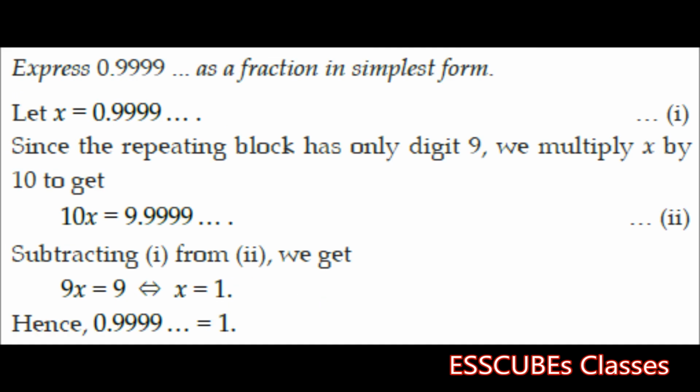Well, if I'm asked to express 0.9999 dot dot dot as a fraction, then x is nothing but 0.99. Since 9 is getting repeated, what I'll be doing? I'll be multiplying this by 10, like the previous question that we had done. And what I'm getting after subtraction? We are getting 9x is equal to 9. So x is nothing but 1. So 0.9999 dot dot dot can be represented as 1.